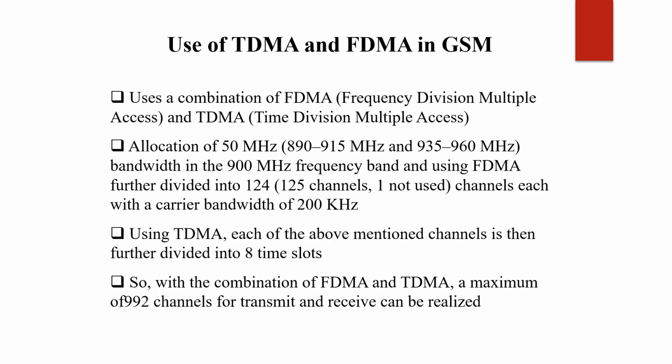So the frequency is distributed, and by using TDMA, the above channels are distributed along with 8 time slots. The combination of FDMA and TDMA creates 992 channels for transmit and receive over a network.